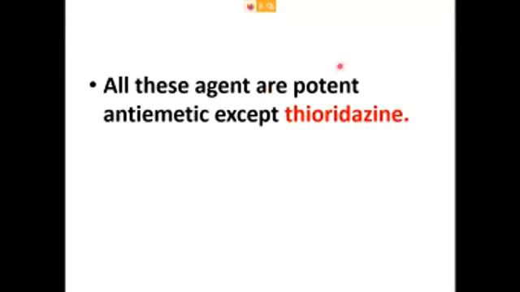All of these drugs are potent anti-emetics, because they block the dopamine receptors. Dopamine receptors are present in the CTZ and vomiting center. So if you block the dopamine receptors, it can help in preventing or treating vomiting. All of them are potent anti-emetics except thioridazine. The exception is thioridazine, which can produce vomiting.